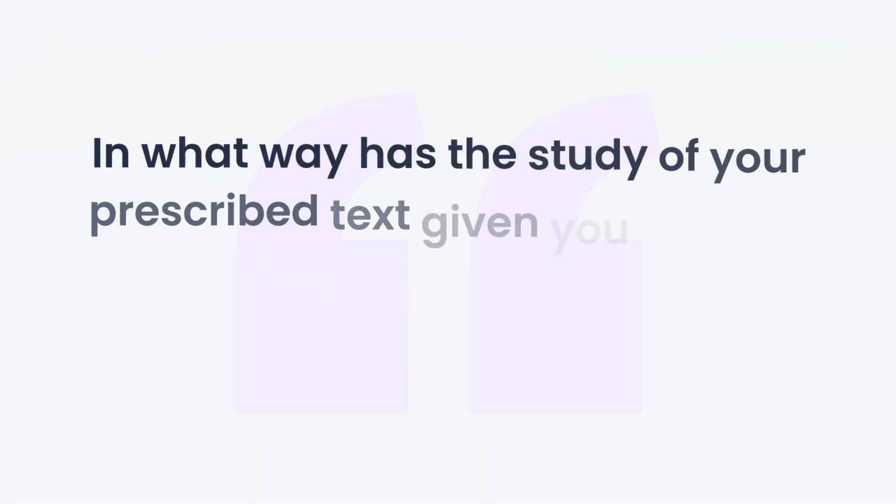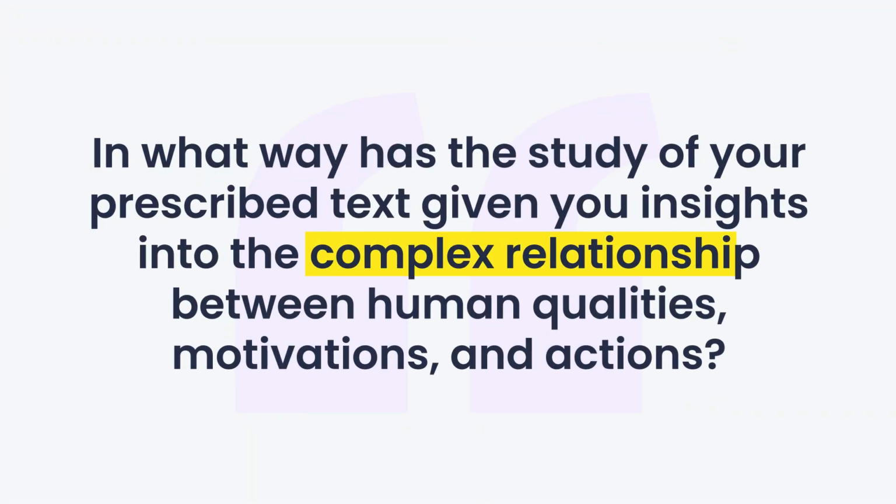We can tell this by the part of the question that mentions complex relationship. So you need to give your insight into how these three key ideas feed into each other, how they contradict each other, and how Orwell manipulates them in 1984 to reveal something deeper about the human condition.